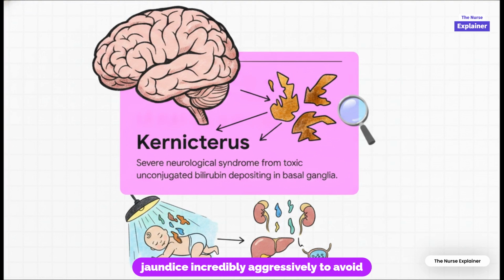Kernicterus. We treat jaundice incredibly aggressively to avoid this exact catastrophic outcome. It is a severe, permanent, and totally irreversible neurological syndrome. It happens when toxic levels of unconjugated bilirubin cross the blood-brain barrier and deposit right into the basal ganglia. To stop this, we use phototherapy. High-intensity blue-green light causes what's called photoisomerization. That light structurally converts the toxic bilirubin into water-soluble forms like lumirubin, which can easily be excreted in bile and urine, completely bypassing that immature liver.